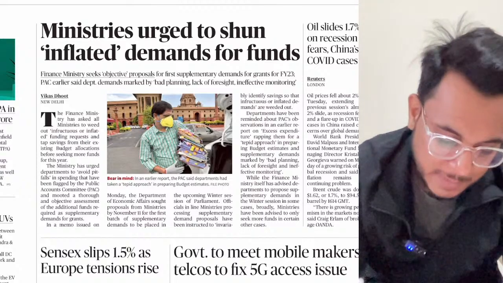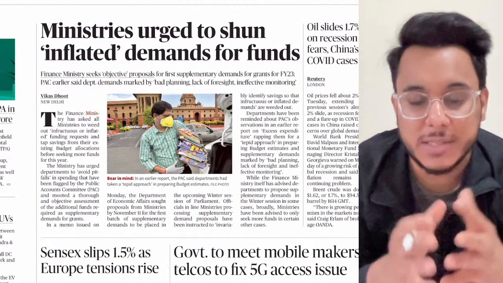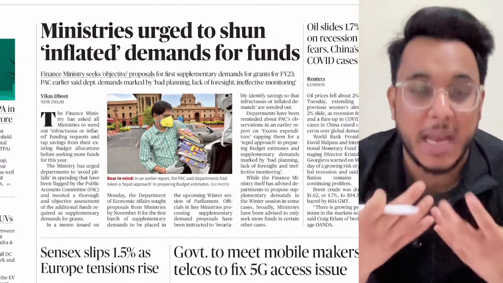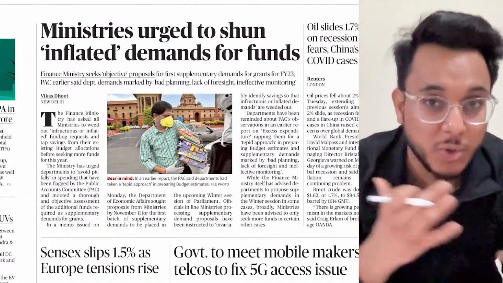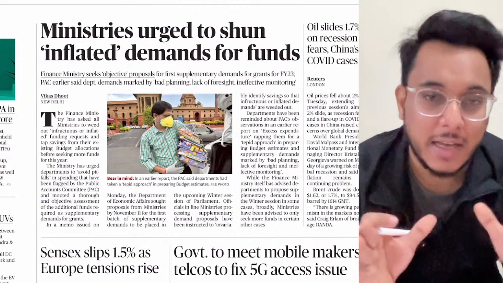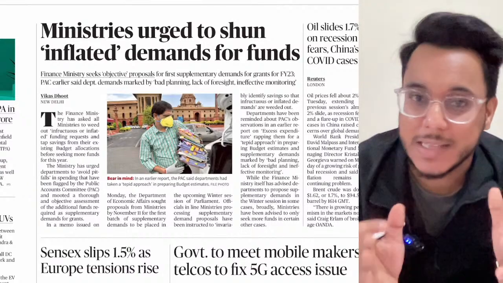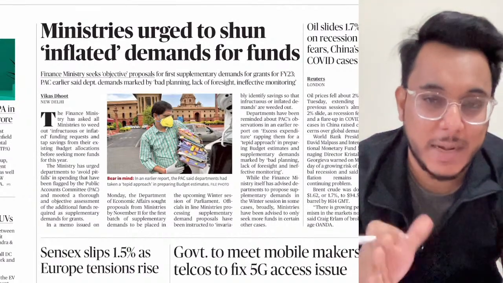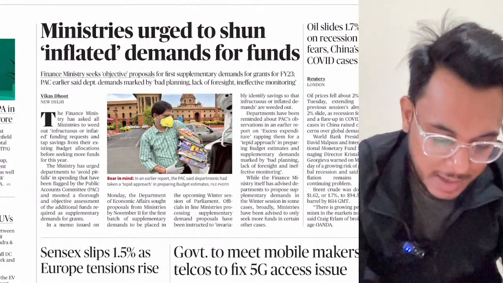So basically, guys, it has been provided that many times the ministries are asking for more funding because there is poor planning, because they are not able to anticipate what will be the actual cost of a project. So they are asking for more money. Okay, so that particular thing should be reduced, because the government's revenue streams have already dried up. Moreover, the fiscal deficit is also increasing.